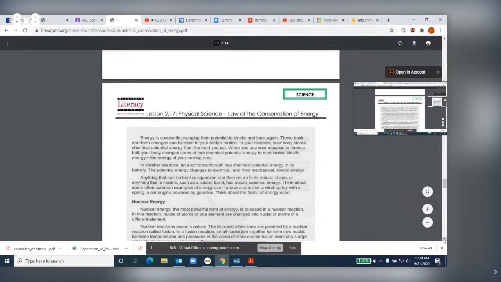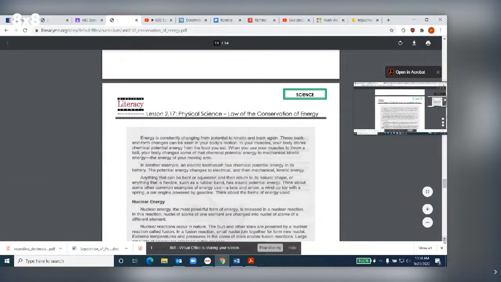Another example is an electric toothbrush, which has chemical potential energy in its battery. Potential energy changes in the battery, then becomes mechanical and kinetic energy. Anything that can be bent or squeezed, then returned to its natural shape, or anything that's flexible, such as a rubber band, has elastic potential energy. Think about some other common examples of energy use: a bow and arrow, a wind-up toy with a spring, a car engine powered by gasoline. Think about the forms of energy used.